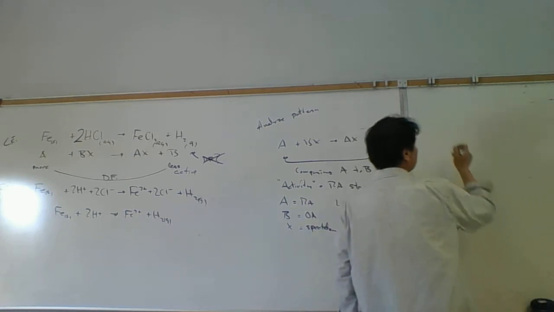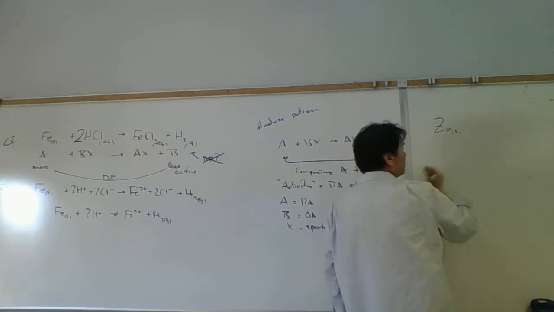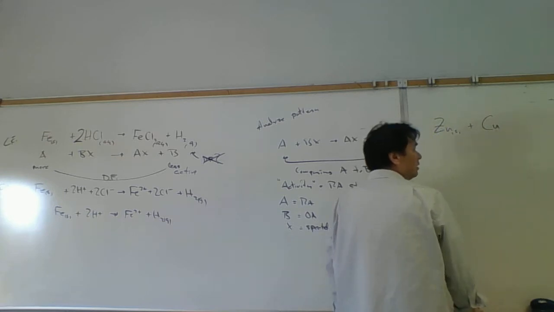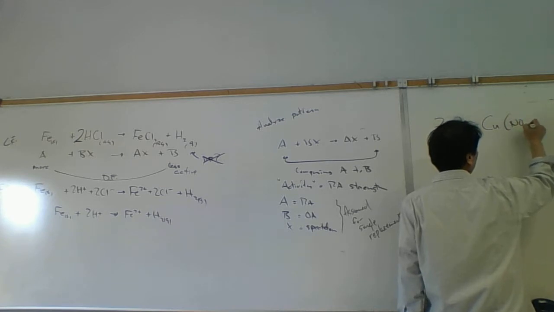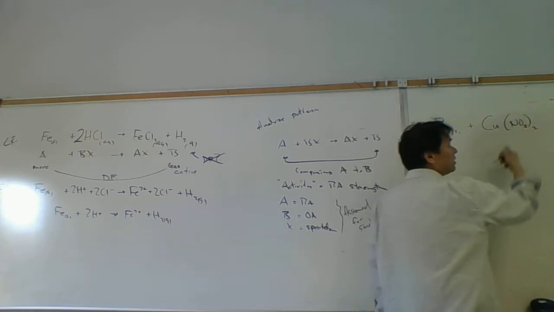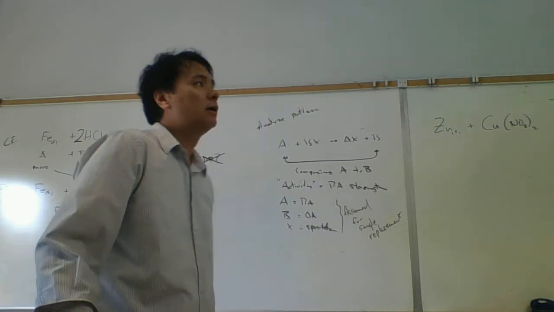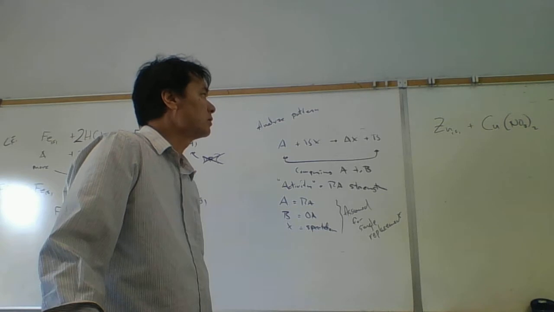So a piece of zinc, that's zinc metal, is dipped into a solution of copper(II) nitrate. Copper(II) nitrate, what's the formula for that? Cu(NO3)2. It's copper(II) nitrate. Write the conventional, total ionic, and net ionic equations for the reaction.